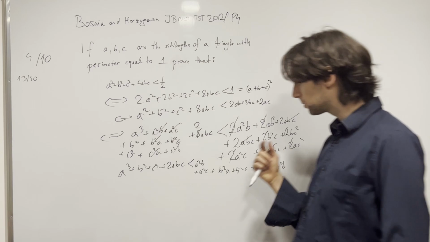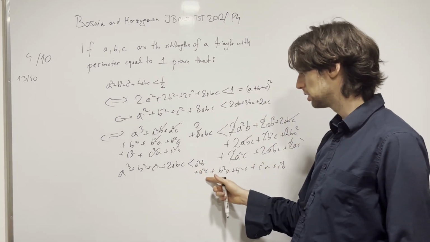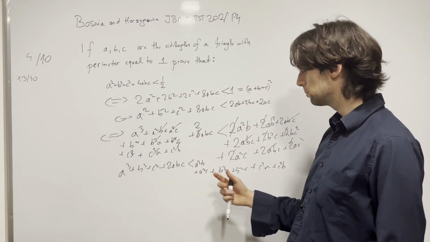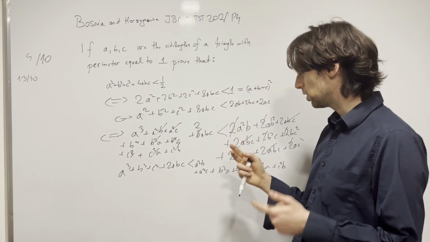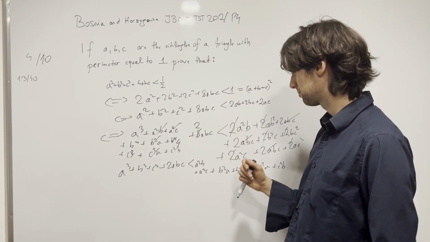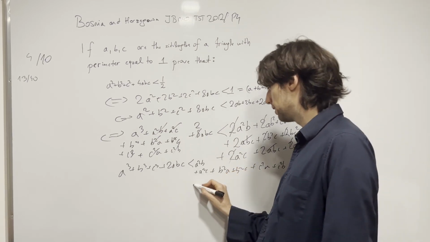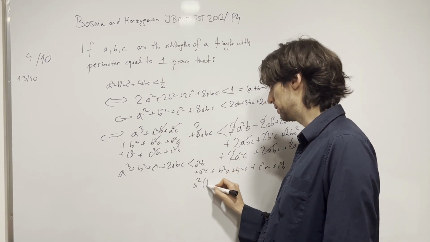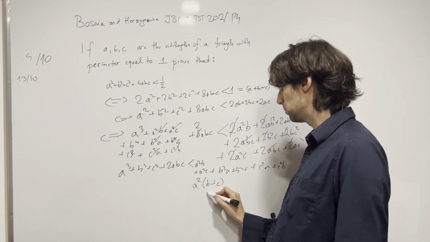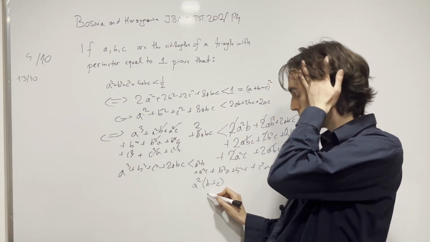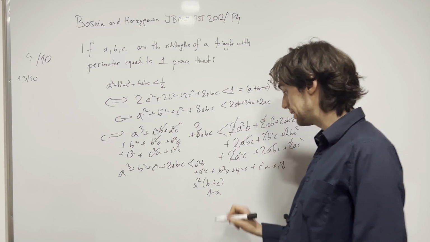And here's the next sort of idea. So we have a squared b. Now I can sort of undo me homogenizing it and see if I get something there. So I can get a squared out and then write this as b plus c, which I know is going to equal 1 minus a.